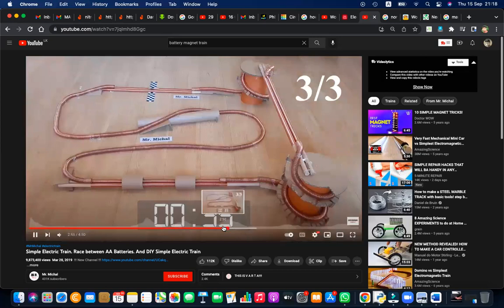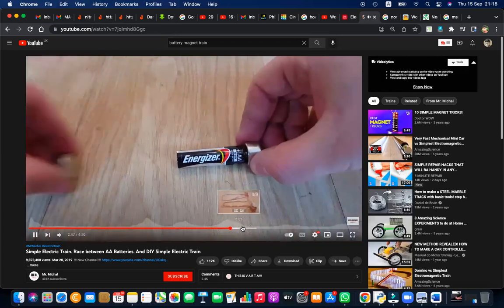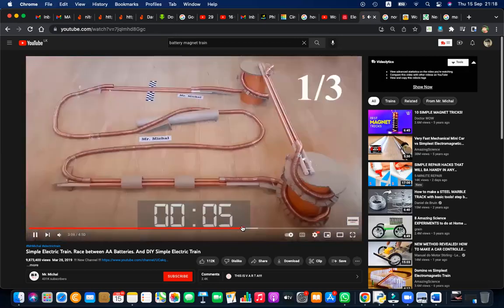So we're going to find the winner, right? Whether it is Energizer or Duracell. Interesting experiment.